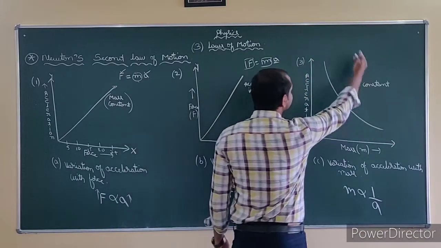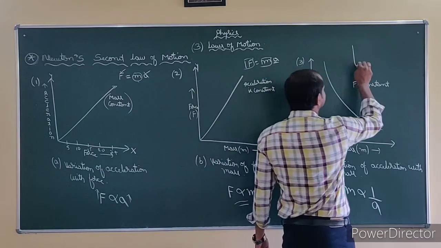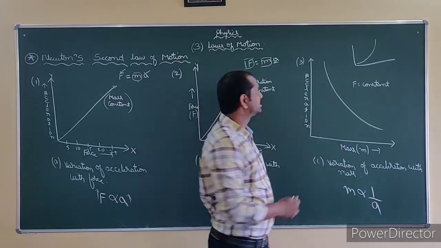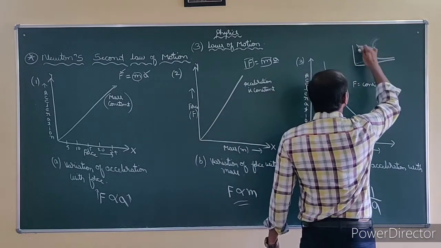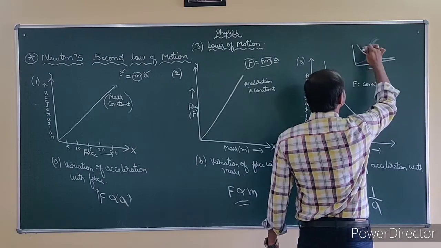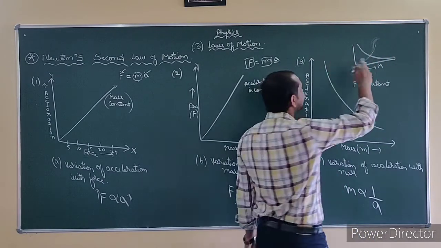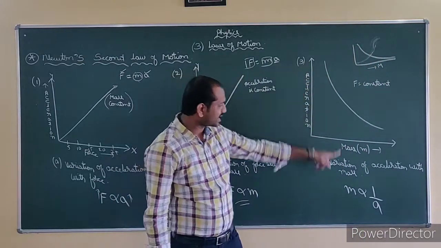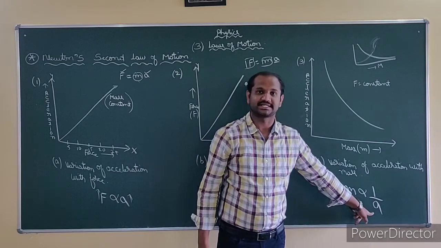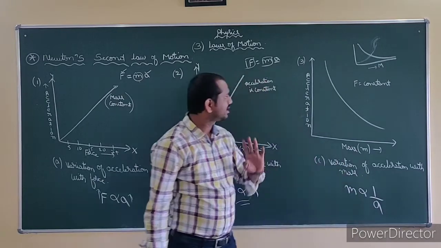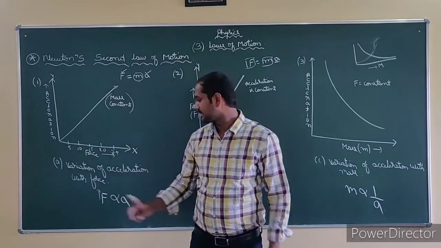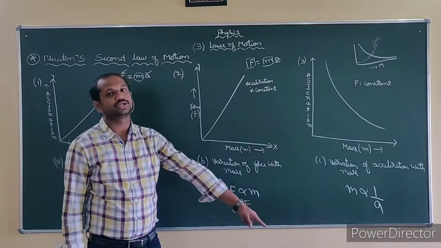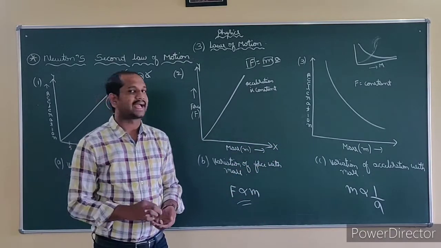If it had increased like this, it would be directly proportional. But how does the graph look? The graph looks like this. It means with increase in mass, acceleration is decreasing. Understand? With decrease in mass, acceleration is increasing. So they are inversely proportional to each other. This is a very, very important one. So I hope you have understood the three graphs: F is directly proportional to a, F is directly proportional to m, and m is inversely proportional to a. That is, mass is inversely proportional to acceleration.